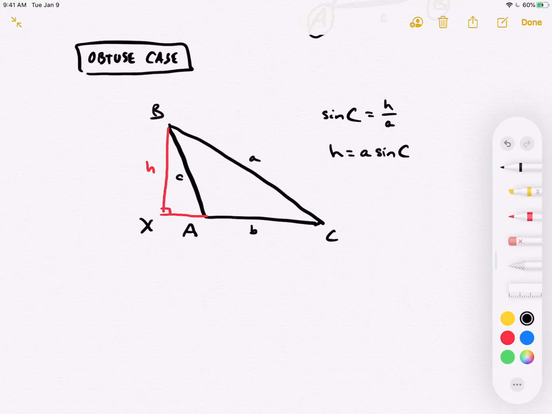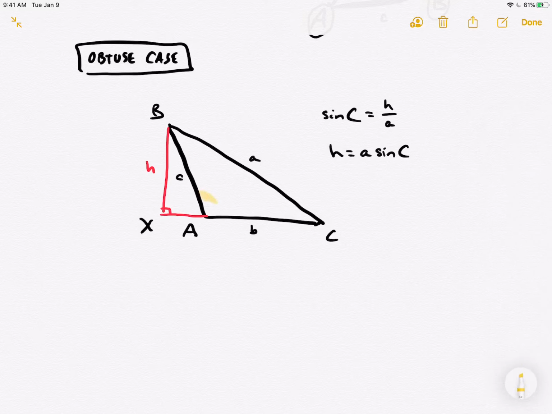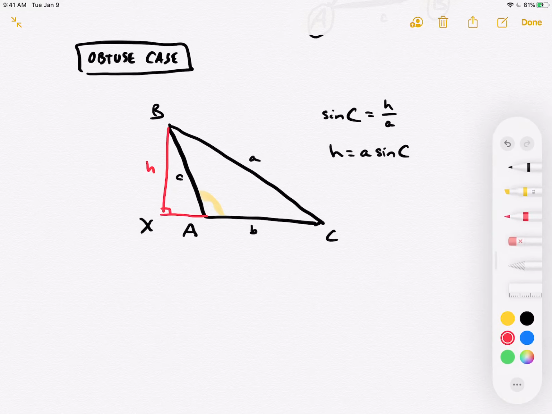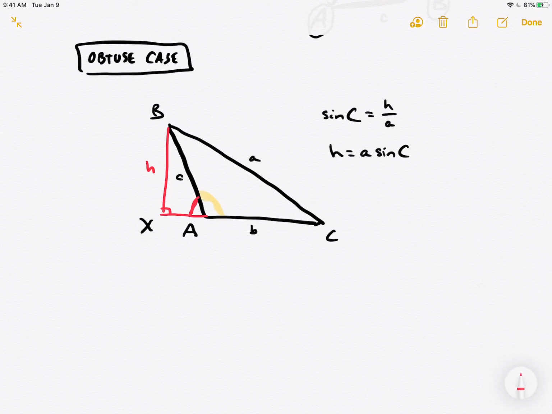However, I can't say anything directly about the sine of A. You see, sine of A is the angle in here, right? I can't say anything directly about its sine and how it relates to h, because that's not part of the right triangle. However, you'll notice that this angle, BAX, is the supplement of angle A in the original triangle. So that's 180 minus A.